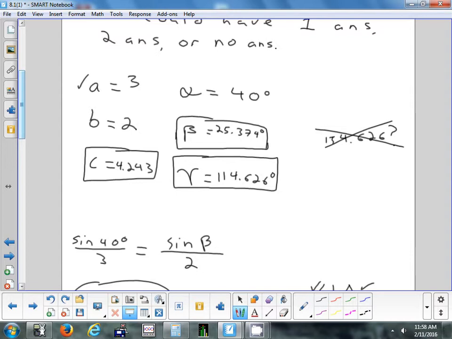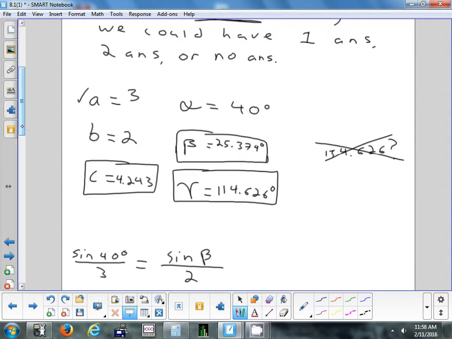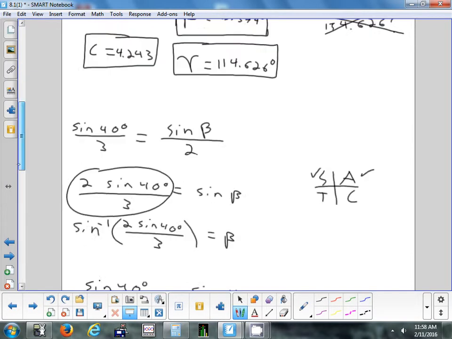Okay, so you might have noticed in this problem, what trig function did we have to use that we didn't have to use in the other two? Inverse sine. Anytime that you need to solve for an angle, you're going to have to use inverse sine. If you're not solving for an angle, you don't need it.